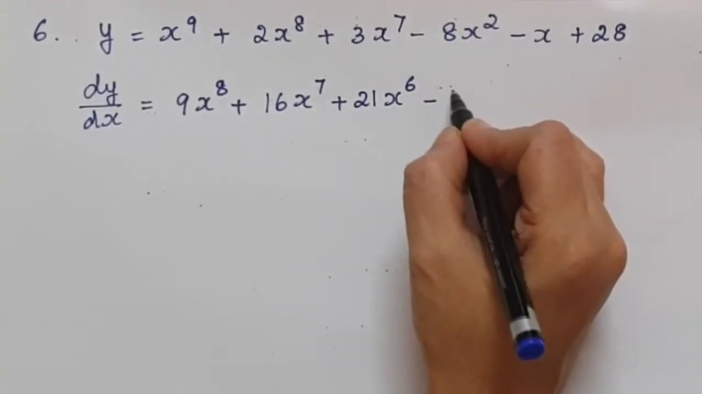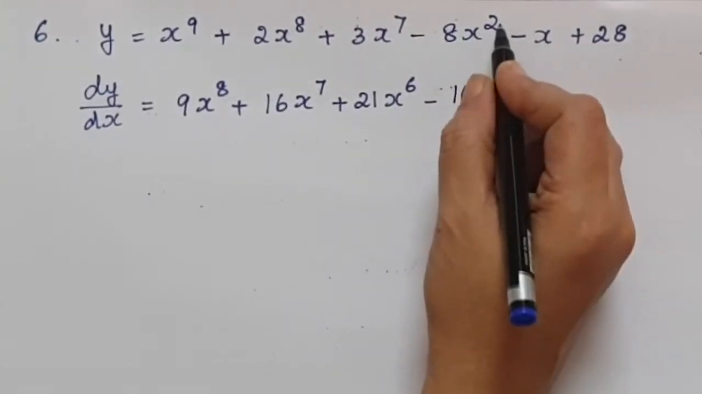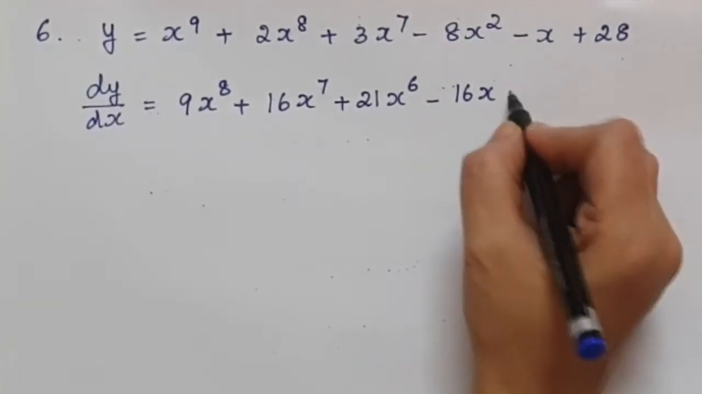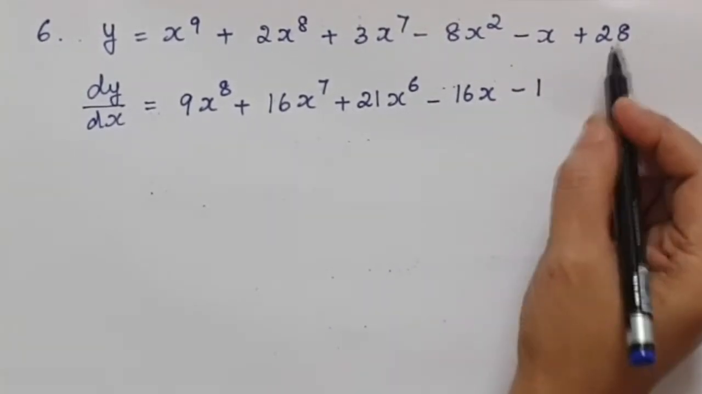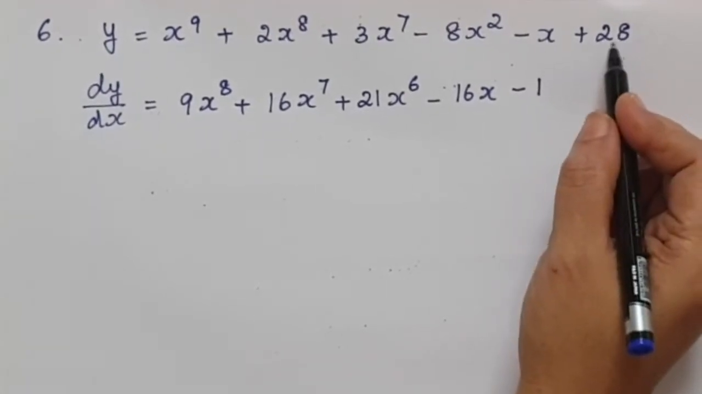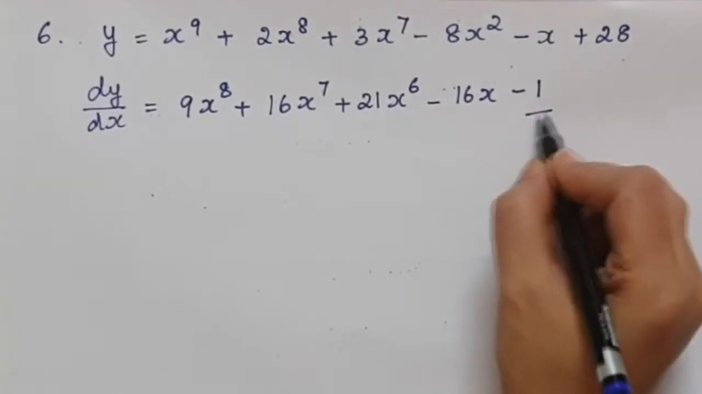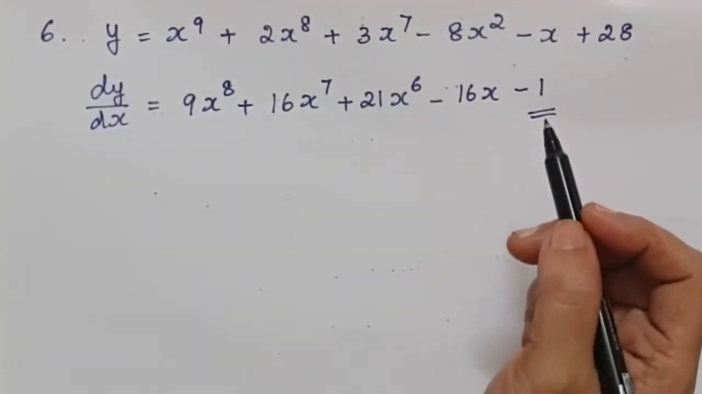There is a negative sign, so write the negative sign. 8 times 2 is 16, x to the power of, reduce the power, so it is 1, we don't write it. And differentiation of x, we have seen, it is 1. And differentiation of a constant, whatever number it is, is 0. So this is our answer for the given equation.